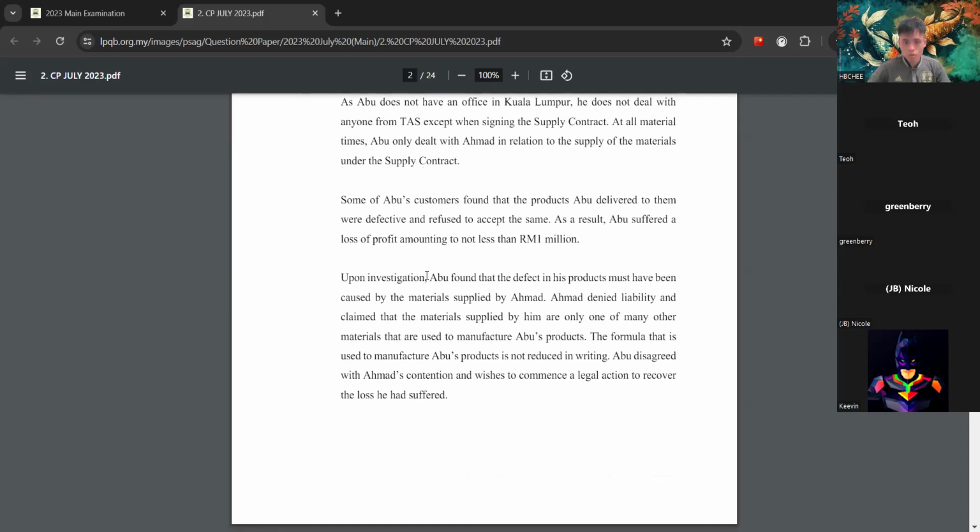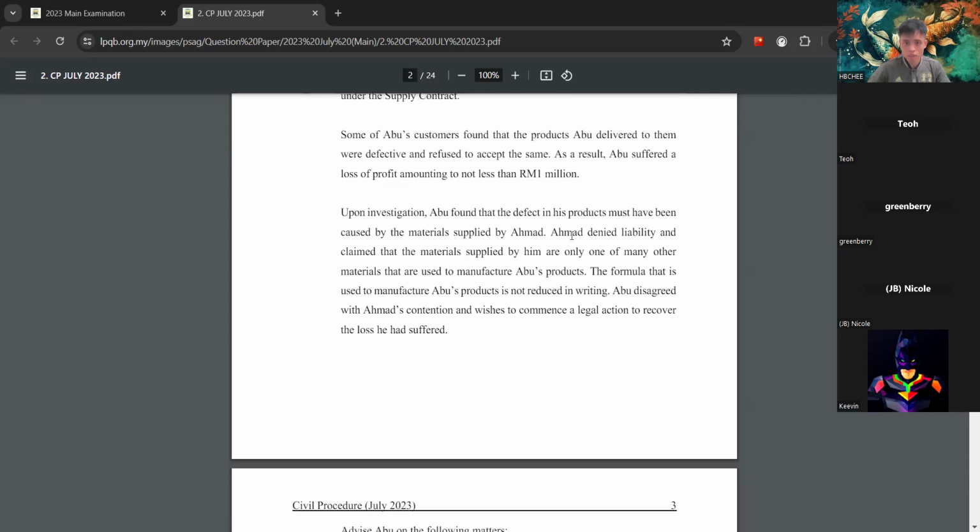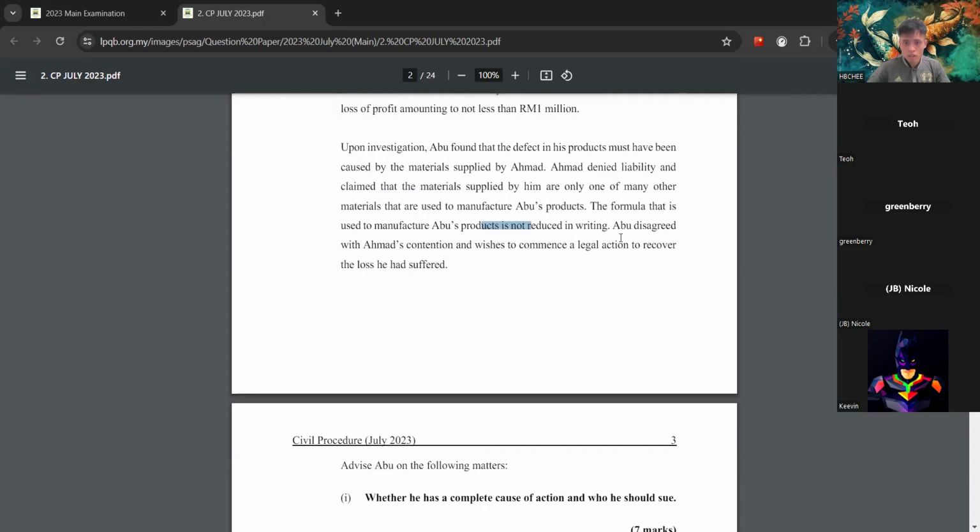Now, upon investigation, Abu found that the defect in the product must have been caused by the material supplied by Ahmad. Ahmad denied the liability and claimed that the materials supplied by him are only one of many other materials that are used to manufacture the products for Abu. The formula used to manufacture Abu's products is not reduced into writing. Abu disagreed with Ahmad's contention and wishes to commence a legal action to recover the loss that he suffered.